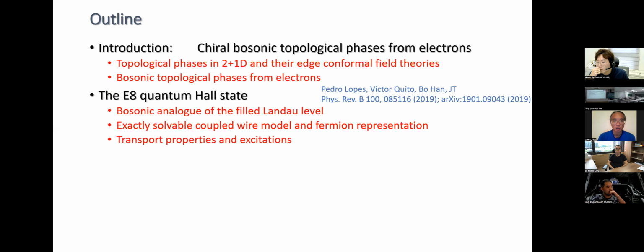The main part of the talk is going to be divided into 2 parts. The first part is to introduce the E8 quantum Hall state. This is really a bosonic analog of the filled lowest Landau level, except the difference, of course, is that it is bosonic. As I was saying before, I will define the notion of bosonic topological phases in more detail later. The construction is going to rely on an exactly solvable model, the coupled wire model, which gives us an exactly solvable Hamiltonian to theoretically study this state.